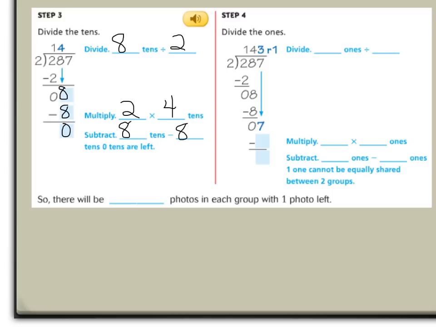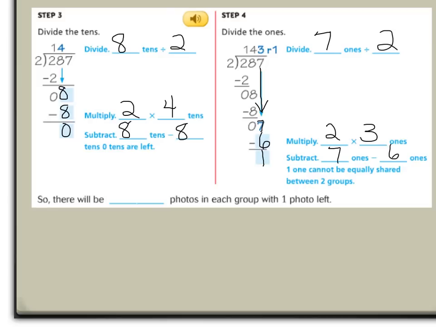And I'm going to slide right over here and move on down and pull down my 1. So I now have 7 ones. Can I divide 7 ones by 2 groups? Yes, I can. I know that 2 times 3 ones is 6. 7 minus 6 is 1.